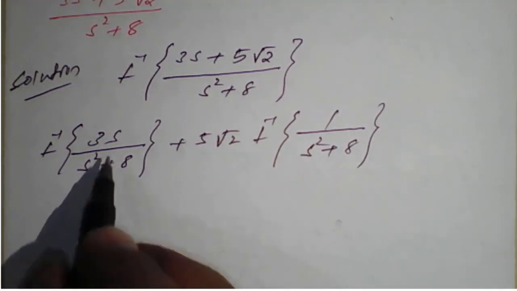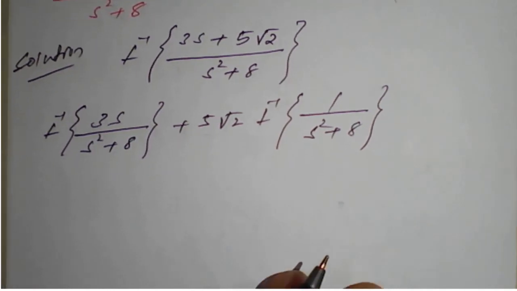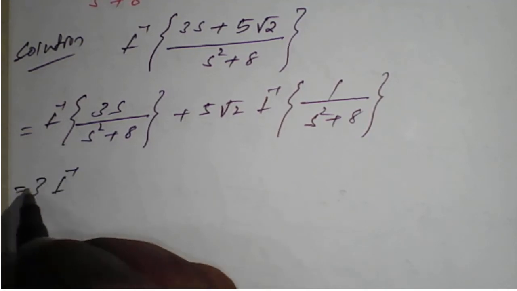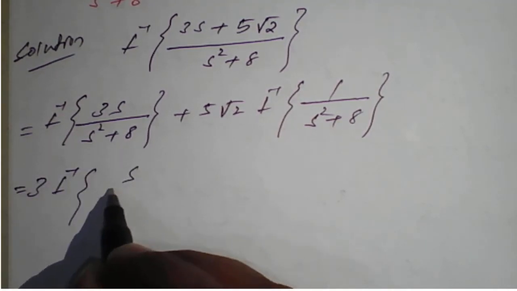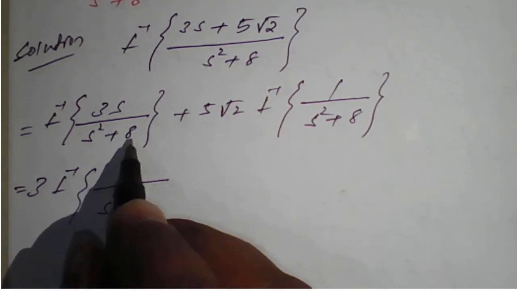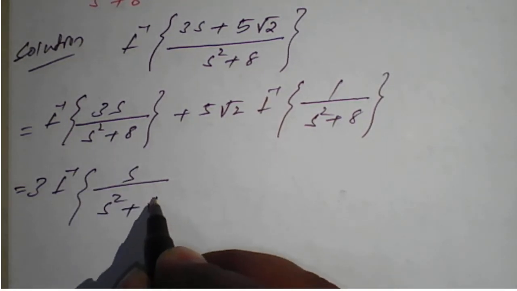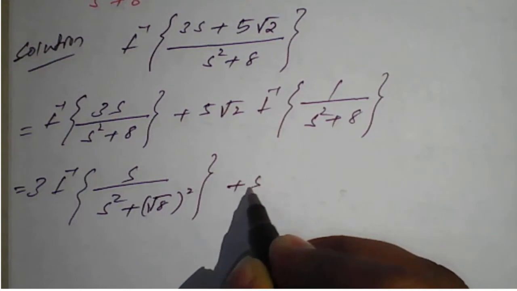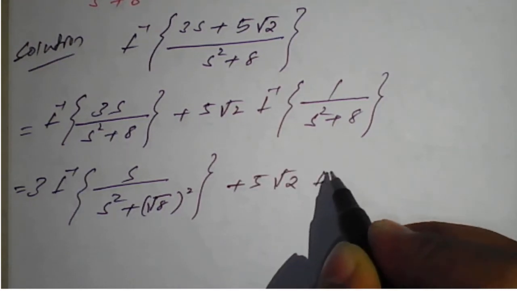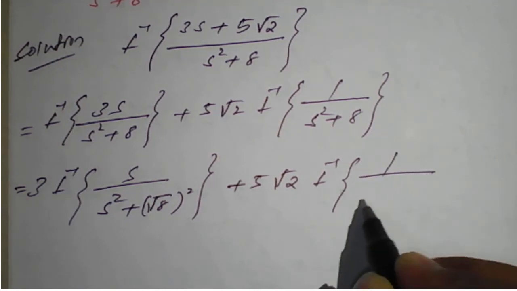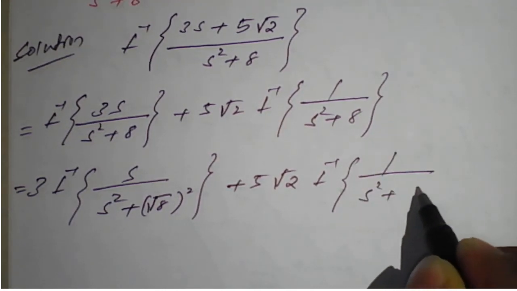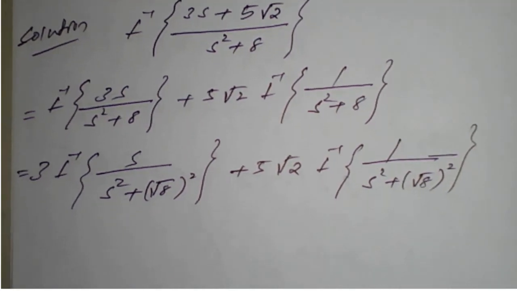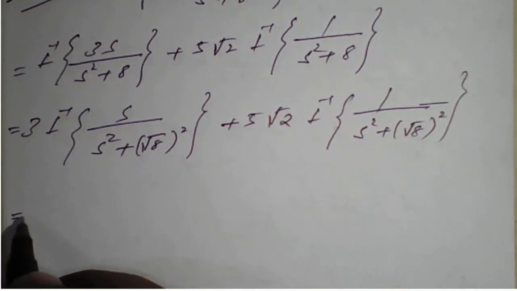On simplification, I will rewrite the first term: 3 is a constant, L inverse of s divided by s square plus 8. Since 8 is not a perfect square, I will write root 8 whole square, plus 5 root 2 into L inverse of 1 divided by s square plus root 8 whole square. Root and square get cancelled, and we get back 8 as per the given question. Now it is easy to apply the inverse Laplace.